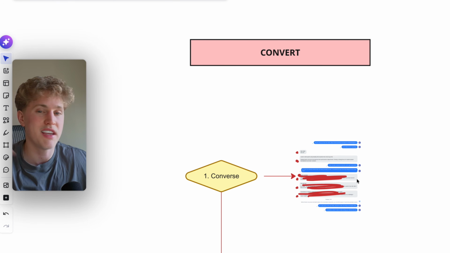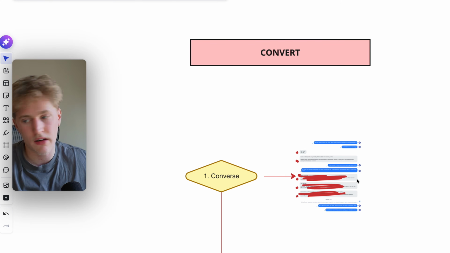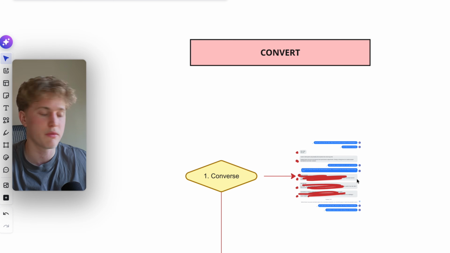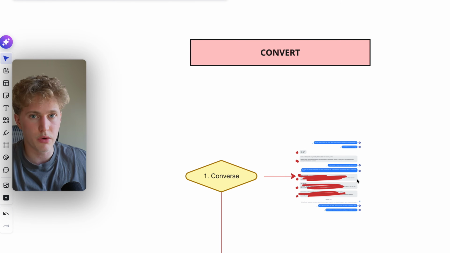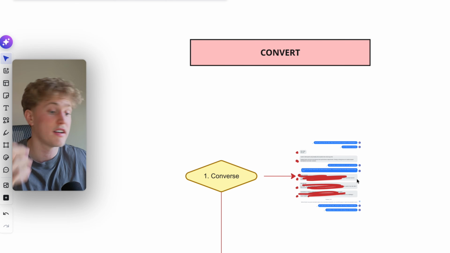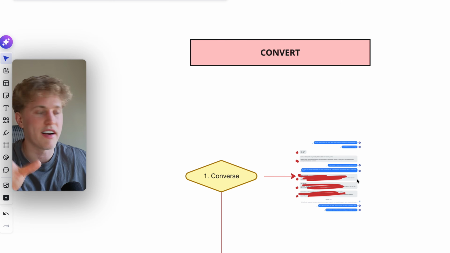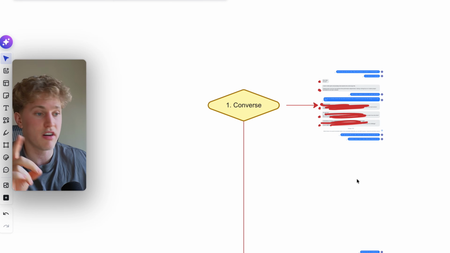Now, this can either be you in the DMs or you get an SDR, a sales development kind of position, where they would converse with your leads in the DMs and book calls. I do that because I have a substantial enough following and I've been running this system for long enough to the point where I know exactly what I need. But step one is converse, have a chat with them.